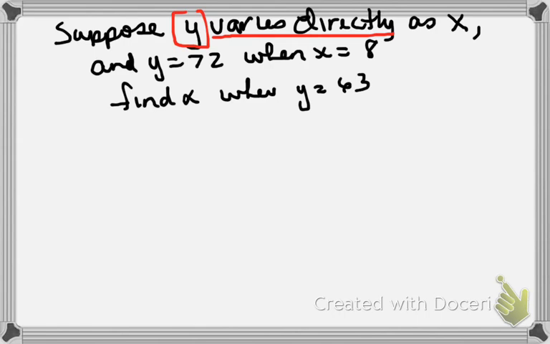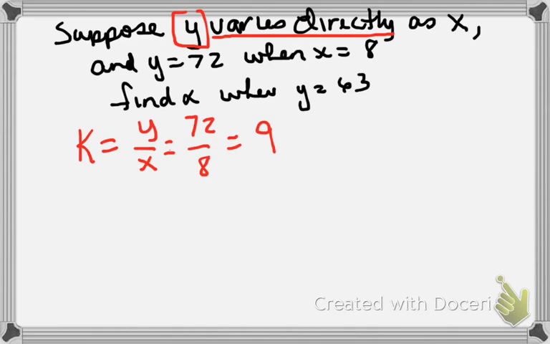All right, so here we go. Suppose y varies directly as x, and y is 72 when x is 8. Find x when y is 63. So you could do this as a proportion. The first thing we're going to do is find k. K is y over x. And if you remember, 72 is y, and x is 8. And if I do the math, I get k equals 9.